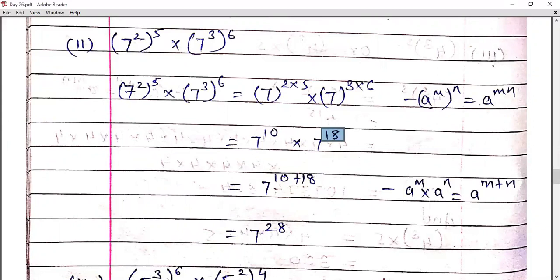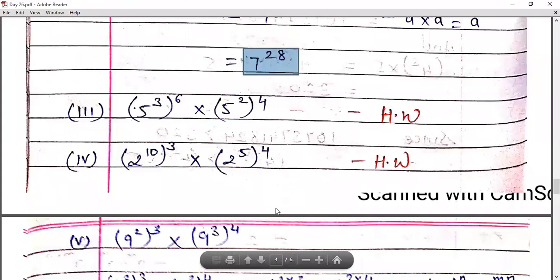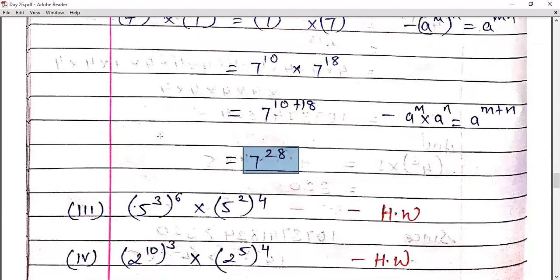Now you can see the bases are the same and the numbers are to be multiplied. Hence we have applied the law a raised to m into a raised to n, which can be written as a raised to m plus n. So I will write it as 7 raised to, the powers will get added up, 10 plus 18 will give you 28. So 7 raised to 28 will be your answer. Try to solve part 3 and 4 by yourself with the same method.